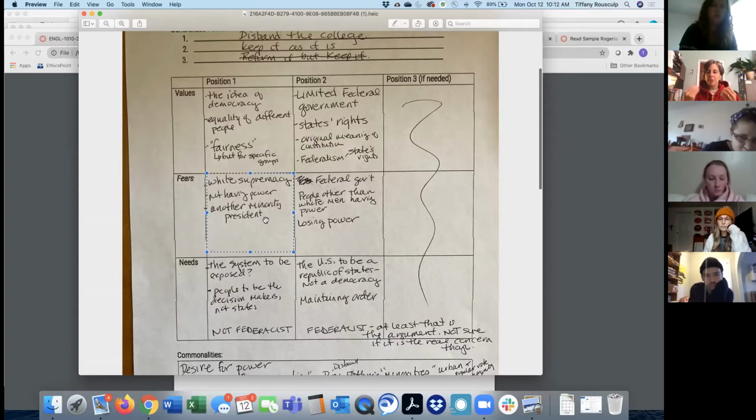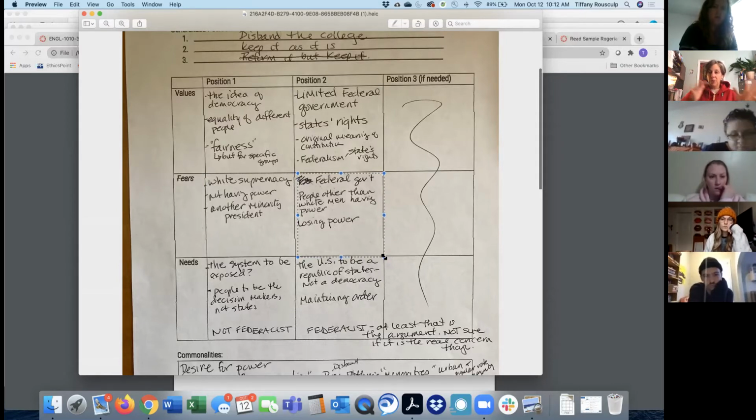So what that means is there's a minority of popular vote approval. And so that's why they're called a minority president. The fears of people who want to keep the Electoral College as it is, they fear the federal government. They fear people other than white men having the presidency, and they fear losing power.